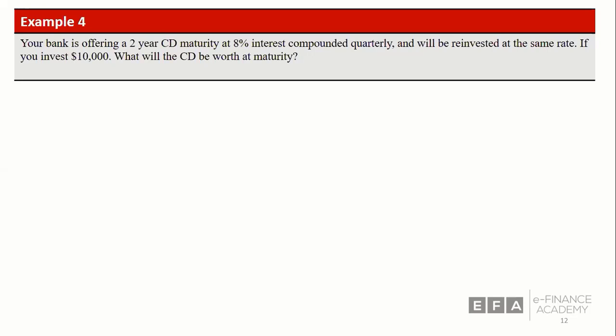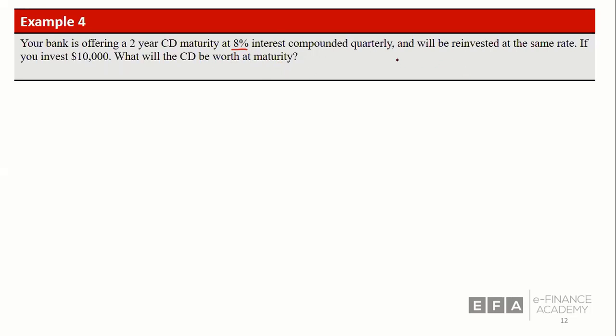We said your bank is offering a 2-year CD maturity at 8% interest compounded quarterly. As I mentioned, interest rate by default will always be annual, but it's compounded on a quarterly basis. So this 8% is not per quarter, rather it's actually per year, and we need to adjust it. And it will be reinvested at the same rate. So if you invest 10,000, what will the CD be worth at maturity?